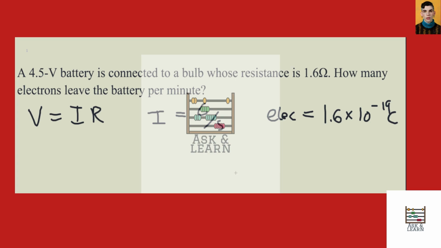And so we are going to substitute in all of these. We're going to call this equation 1, equation 2, and this little one here is equation 3. We're going to substitute equation 2 and equation 3 into equation 1. And that's going to give us that voltage is equal to 1.6 times 10 to the minus 19.